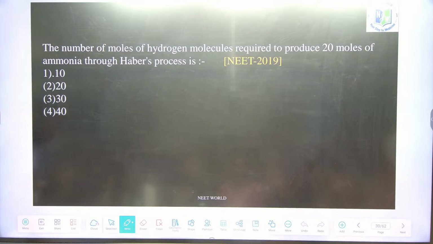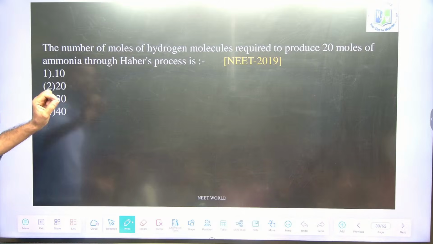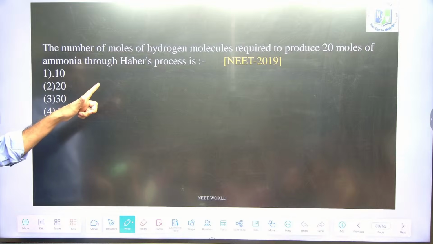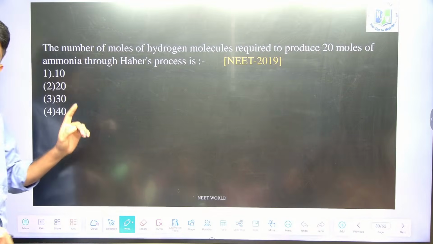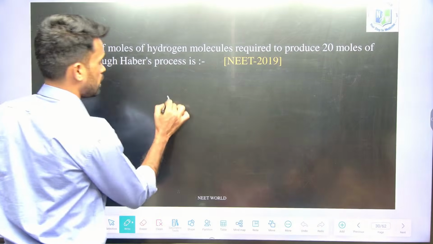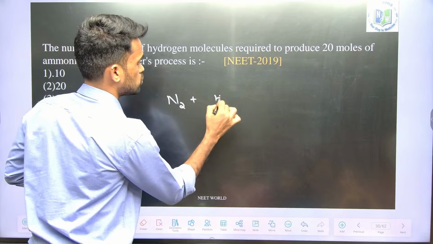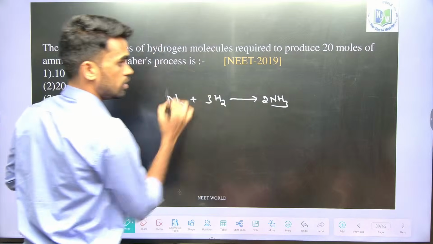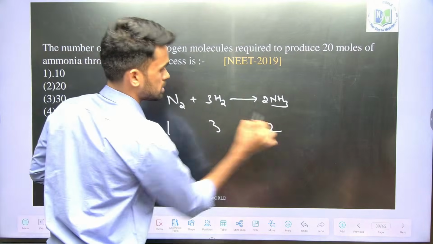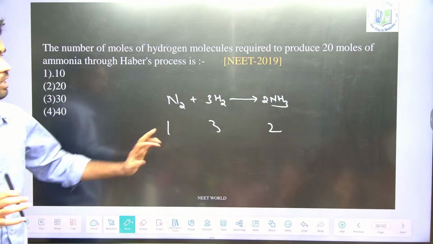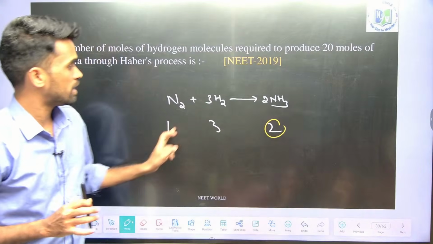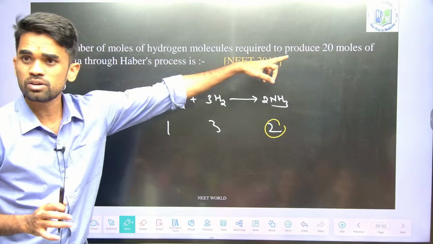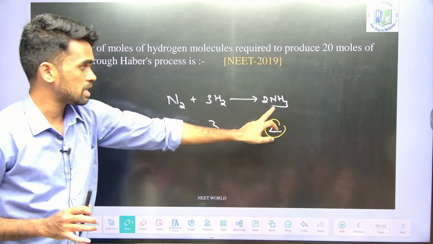Yeah. So how can we do this? The number of moles of hydrogen molecules required to produce 20 moles of ammonia through Haber's process. It means the same reaction that we have written. So N2 plus H2, so 1 mole, 3 moles, 2 moles. See, as per this equation, we are going to get 2 moles when I take 1 and 3. Yes or no? Yeah. But how many do I want now? I want 20.